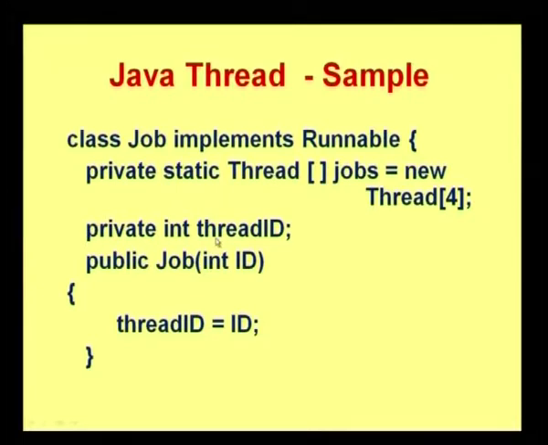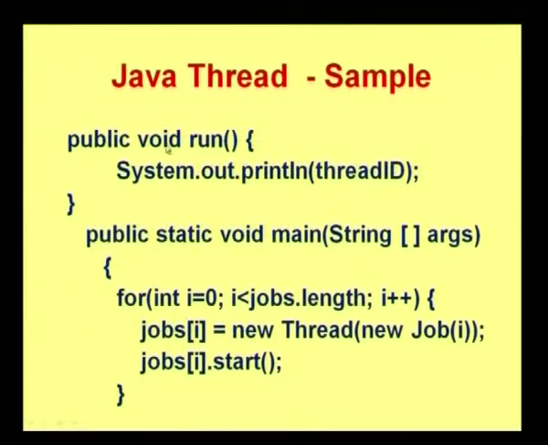Here I have a variable called threadID, which is an integer, and then I have a constructor which assigns that integer to my threadID. In my run method, I have just given System.out.println of my threadID, whatever I have set, to print. In my main you can see that I have a for loop which starts from 0 to jobs.length, which means that we have 4 jobs. Job of i is equal to new Thread, that is new Job of i.